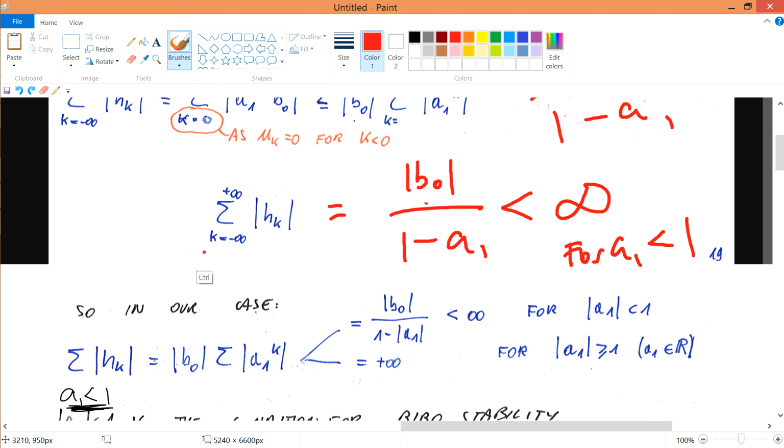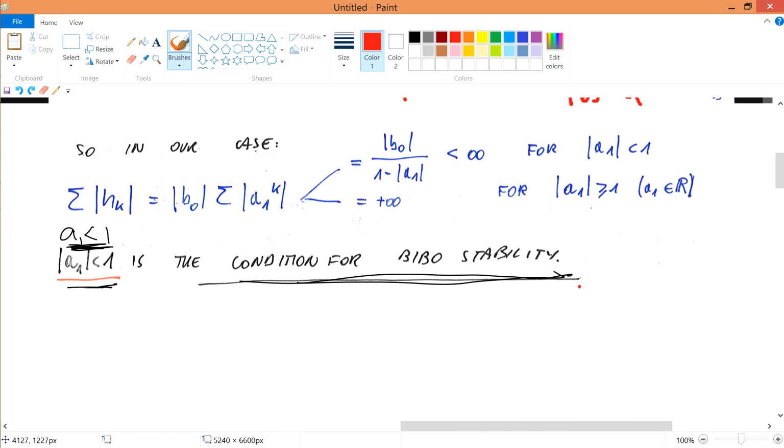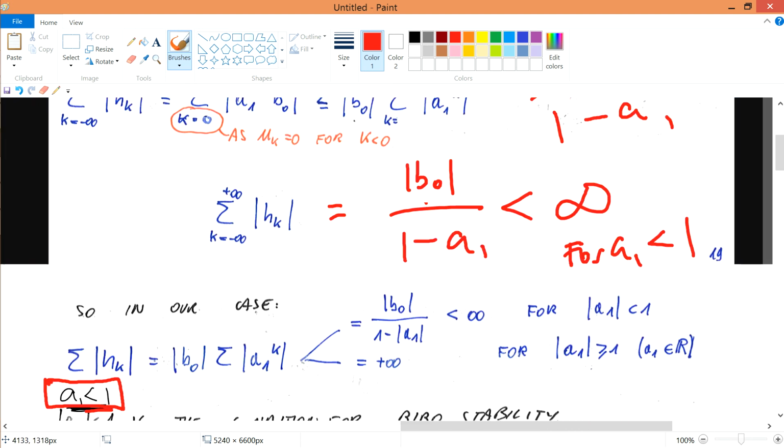I'll just leave you to that. This is why they say that a1 must be smaller than 1, not smaller or equal, because if it equals 1, you're also going to infinity. And lastly, to repeat, your a1 must be smaller than 1 in order to be BIBO stable. Yeah, BIBO.